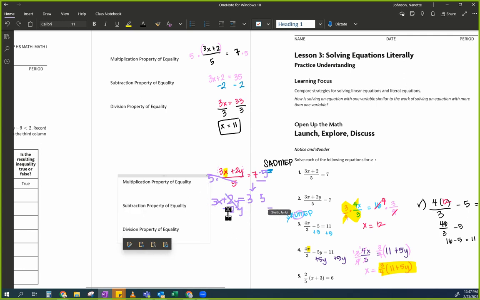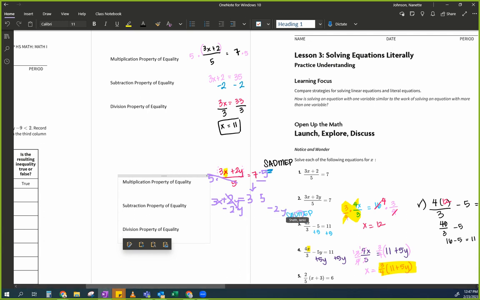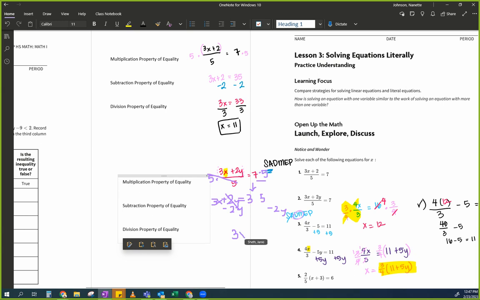Hey, can you do that? Can you just subtract 2y on both sides? Can you just do that? Everyone say yes. Yes.